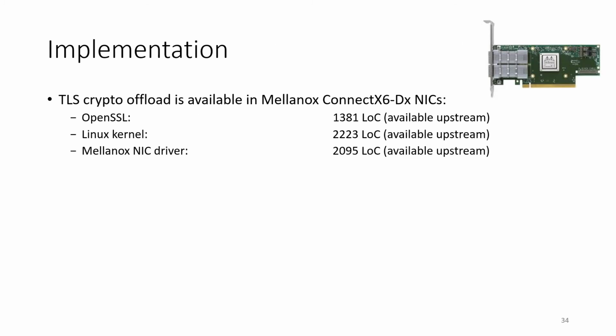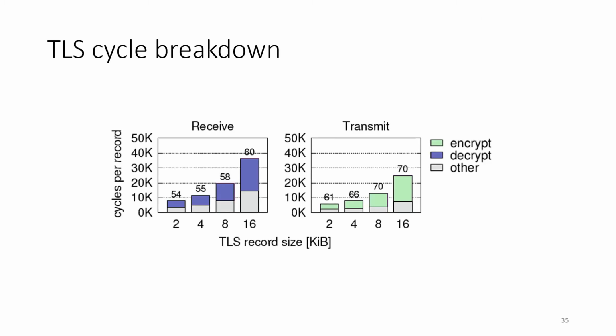To summarize, there are many protocols that fit this model, including HTTP, Memcache, iSCSI, gRPC, and Thrift. Our TLS offload implementation is available in Mellanox ConnectX-6 Dx NICs, with changes to OpenSSL, the Linux kernel, and the Mellanox driver already upstream. We now move to discuss the evaluation. To demonstrate the benefit of autonomous TLS offload, we break down the CPU cycles consumed by x86 AES-NI TLS encryption using the AES-GCM cipher. For this analysis, we modify the iperf benchmark to use OpenSSL, and we then measure the performance on a single core.